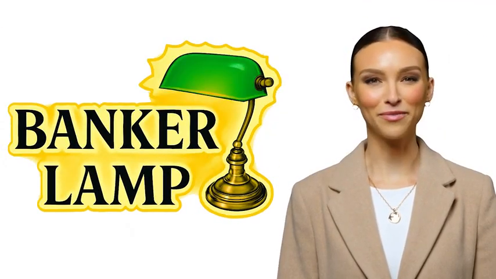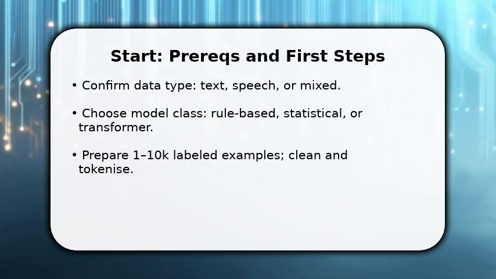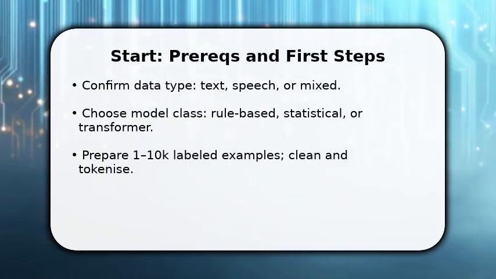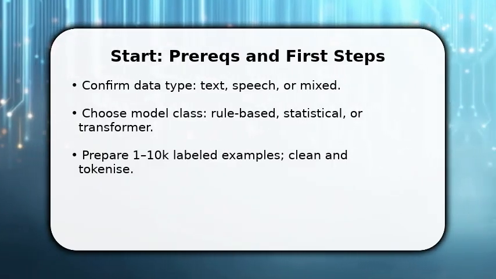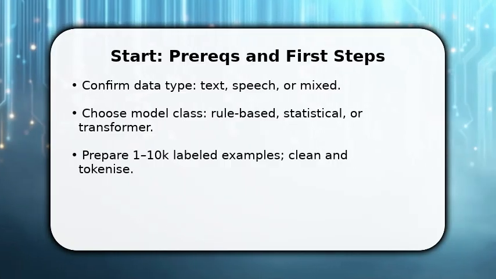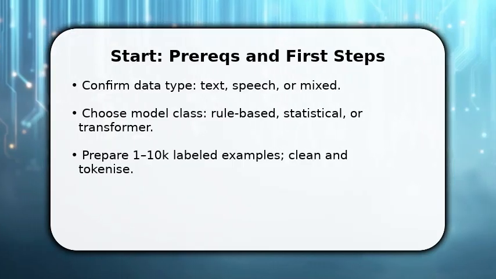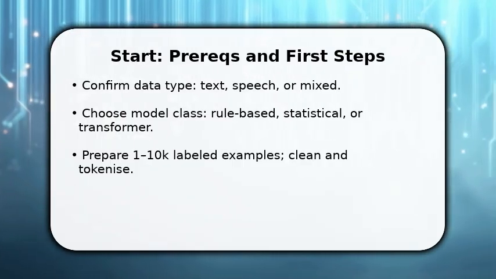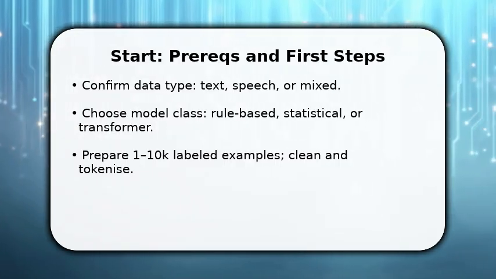Please enjoy the video. You begin by verifying prerequisites. Confirm your data type and quality so you know what methods apply. Next, pick a model class: rule-based for precision, statistical for speed, transformer for contextual depth, because that choice shapes preprocessing and compute needs. Once decided, clean text, normalize case, remove obvious noise, and tokenize to expose structure.